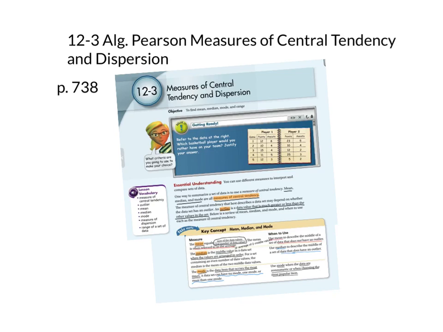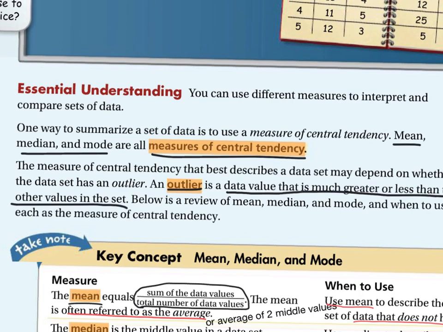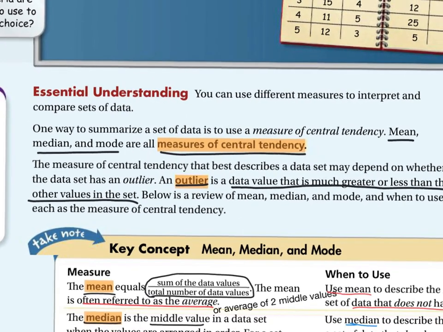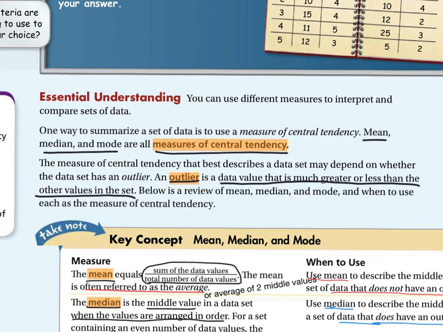Page 738, lesson 12.3 is on measures of central tendency and dispersion. So we've talked about before, measures of central tendency are mean, median, and mode. So the 3 M's. When we talk about these things, they kind of give us an idea of where the center of the numbers might be.